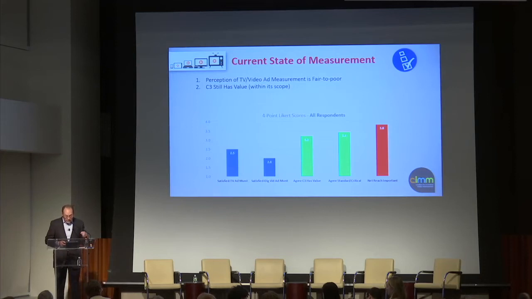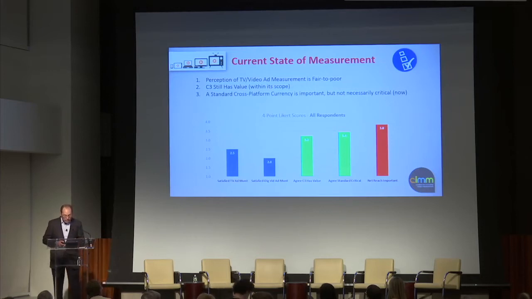These executives felt that within its scope of measurement, C3 was reliable, projectable, and transparent, albeit lacking granularity and with some measurement gaps. We all knew what C3 was doing, and it's credited with enabling a stable marketplace for a number of years. And when asked about standard cross-platform ad currency for video being critical at this time, there was agreement, but not unanimously strong agreement. So it is considered important, but not necessarily critical right now. And you see an average score there of about 3.4 on a 4-point scale.